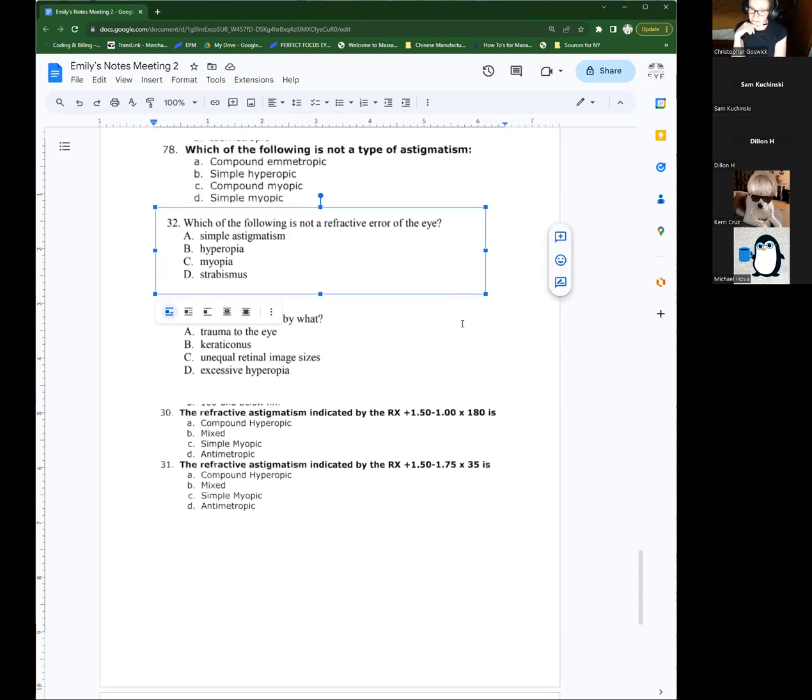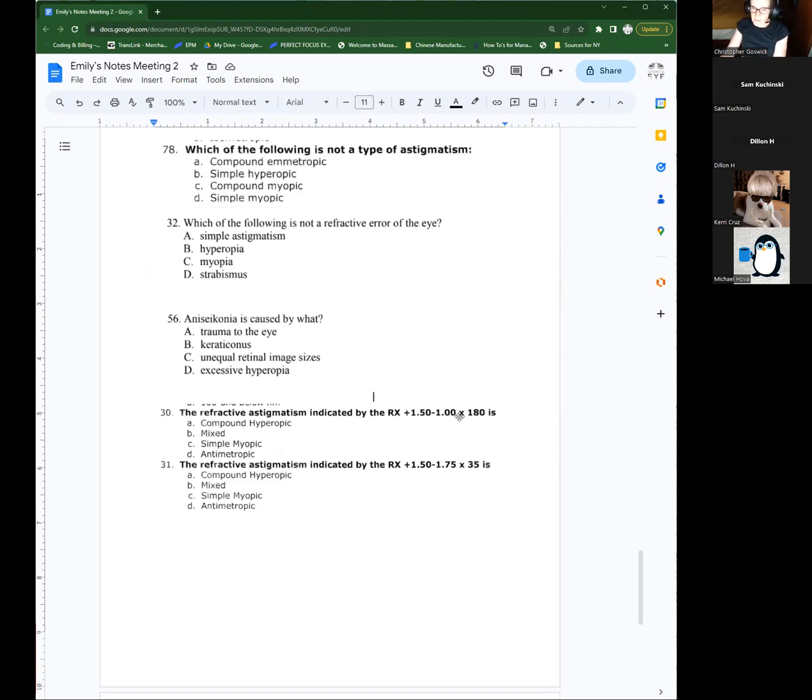Simple astigmatism, hyperopia, myopia, and strabismus. So strabismus, I can't remember if that was mentioned in the glossary, but it definitely would have been in the anatomy and physiology book. Basically, strabismus is an eye turn, so that would be the answer there. You can kind of deduce that hyperopia, myopia, and astigmatism are all refractive errors, whereas strabismus is not.